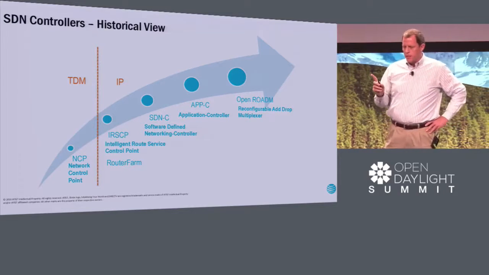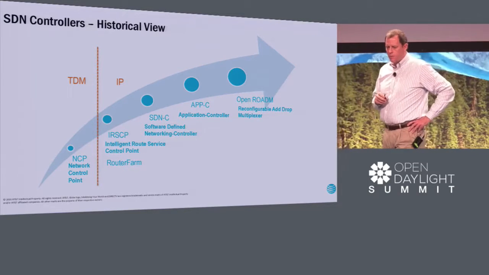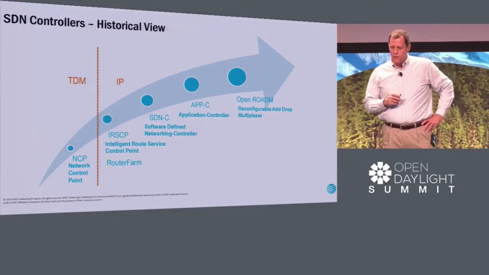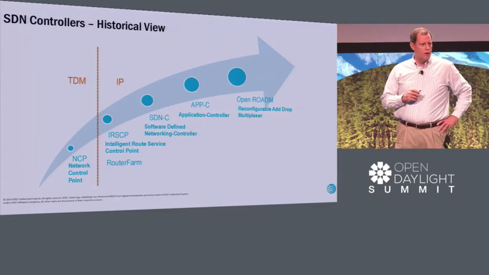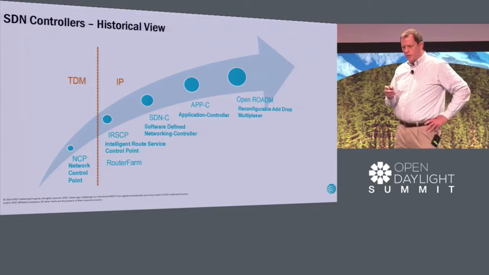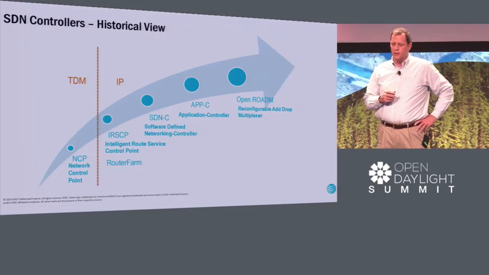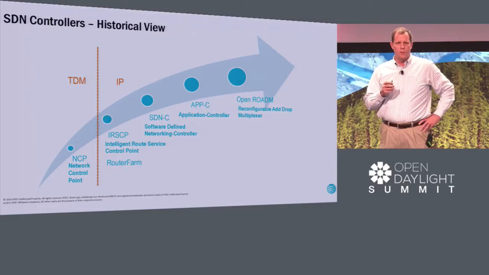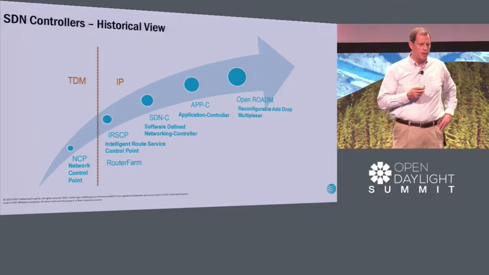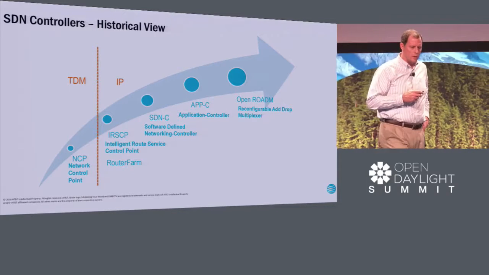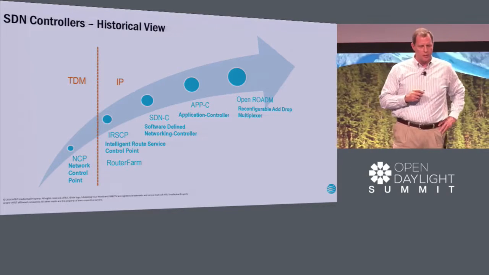So I want to talk a little bit about what we did early on in the IP area, the intelligent route service control point, and something that we called router farm. Think server farm, but for routers. And then I'm going to get into what I'll call SDN Classic, which is the layer 2, 3 stuff and the work we're doing there. But that really forms the framework for what we do in the other areas, in the application controller and in the ROADM, the reconfigurable optical add-drop multiplexer.